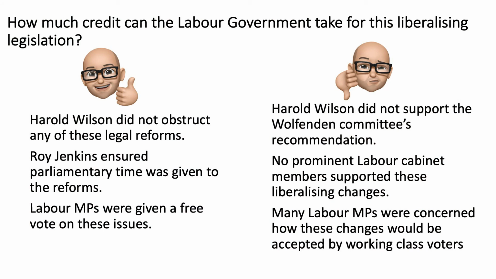But let's look at the counter-argument now to say that Harold Wilson's Labour government cannot take any credit for this legislation. And first of all, I go back to that point that Wilson didn't support the Wolfenden Committee's recommendation back in the late 1950s, and therefore Wilson should not seek to take any credit now for the liberalising legislation. No prominent Labour cabinet ministers publicly supported these changes, apart from Roy Jenkins as Home Secretary, who clearly was supporting it by giving the legislation time. And many Labour MPs were concerned about how this legislation would be perceived by working class voters. How would they accept the abolition of the death penalty? How would they accept the decriminalisation of homosexuality? So by no means was the Labour Party completely on side here.